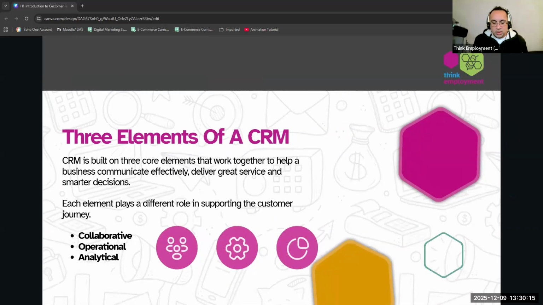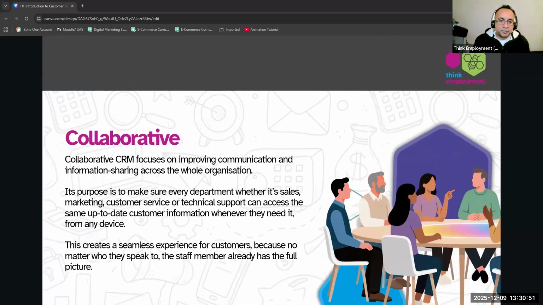Three elements of CRM. So collaboration, very important. Operational for business, and analytical. So there's three parts of a CRM. When you're looking at a CRM, you've got to think about, is it going to allow me to collaborate with my team efficiently? Does it have real-time communication, like chats, for example? Is email integrated within it? Does it have a shared drive, things like that to collaborate? Is it operational? Does it have those functions? And is it analytical? So we're going to look at each of these elements individually.